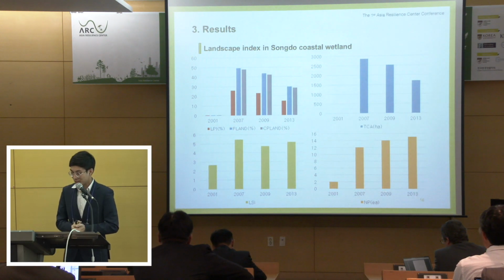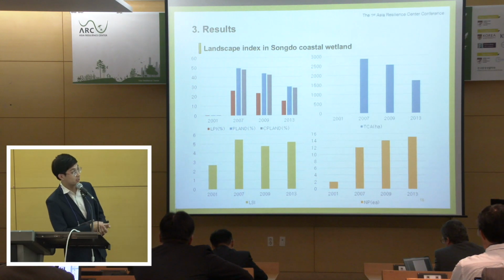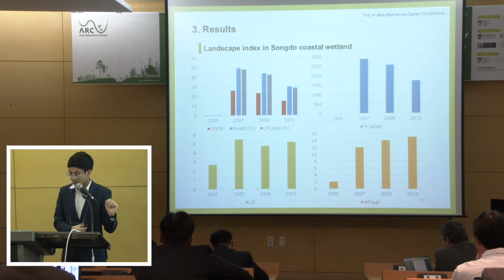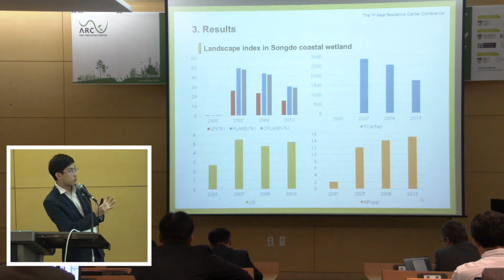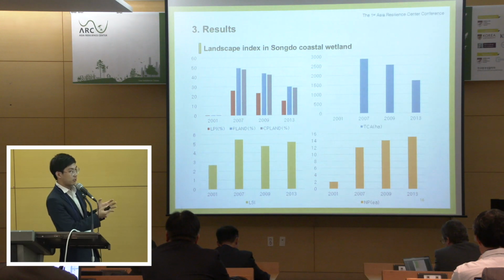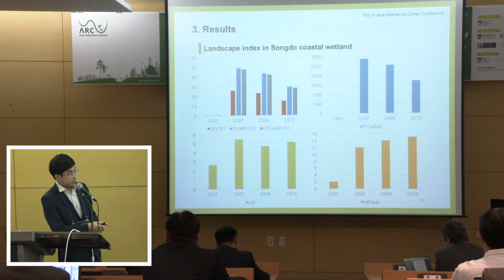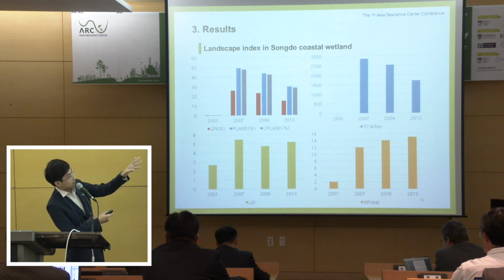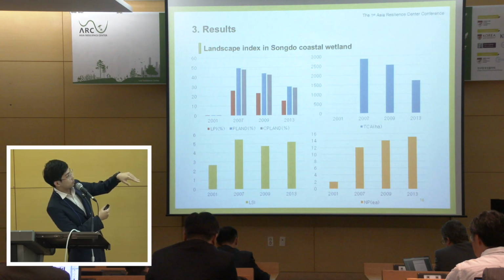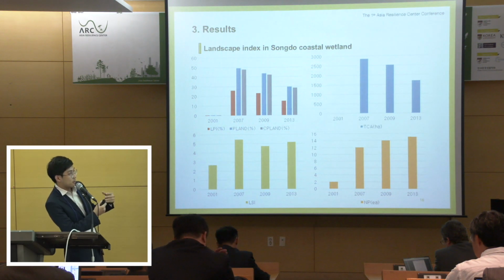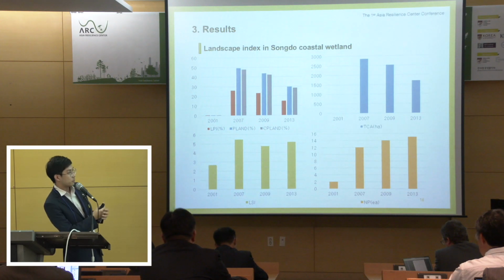We know the landscape indices changed critically, increasing from 2001 to 2007. It is because the existing area was, as I mentioned, seawater. After reclamation, the seawater area changed to other areas, such as coastal area and development area. And after 2007, most indices decrease continuously. This means how fragmented this place is.